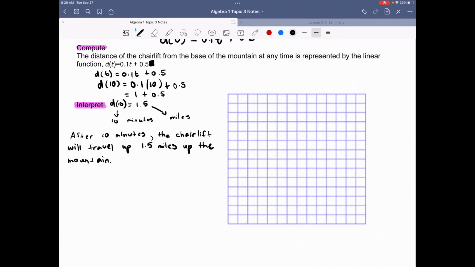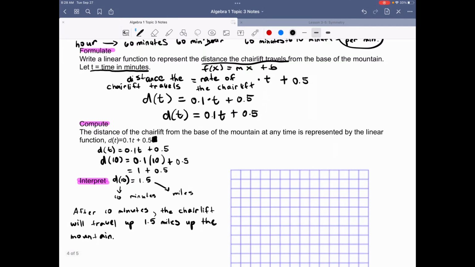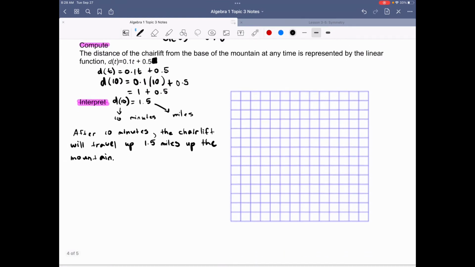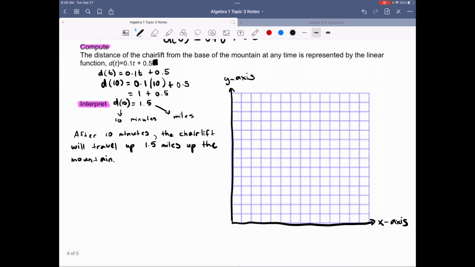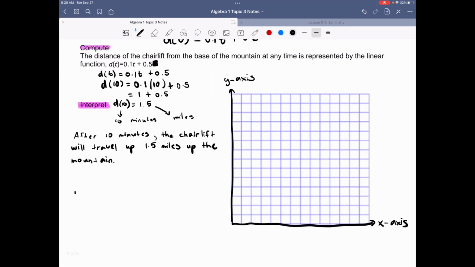And after all of these three steps, when we formulate, compute, and interpret, we can now represent our linear function into our graph. So we have a blank coordinate graph on the right side of your paper, and we will need to determine our x-axis and our y-axis. We can do this by looking at our input and output.